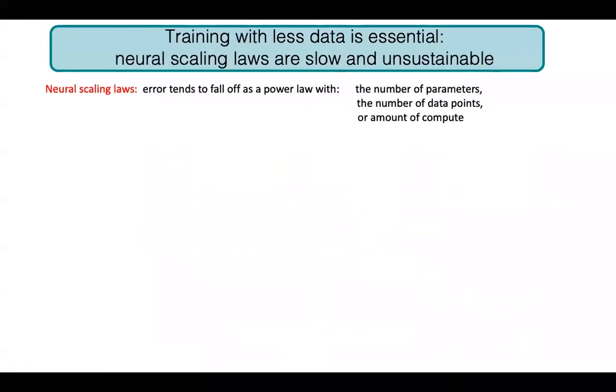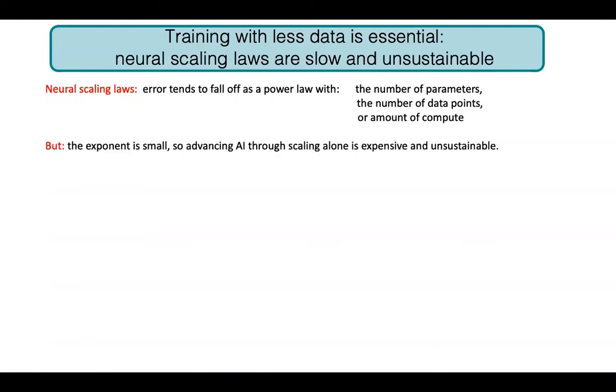Okay, so here's the basic idea. People have observed in a whole bunch of settings these so-called neural scaling laws, where the error of a neural network trained to solve various problems tends to fall off as a power law with either the number of parameters in the model being trained, the number of training data points used to train the model, or the amount of compute used to train the model. But the scaling exponents are small. So these power laws are very shallow. So this means that advancing AI through scaling alone is very expensive and completely unsustainable. I'll show you examples next.